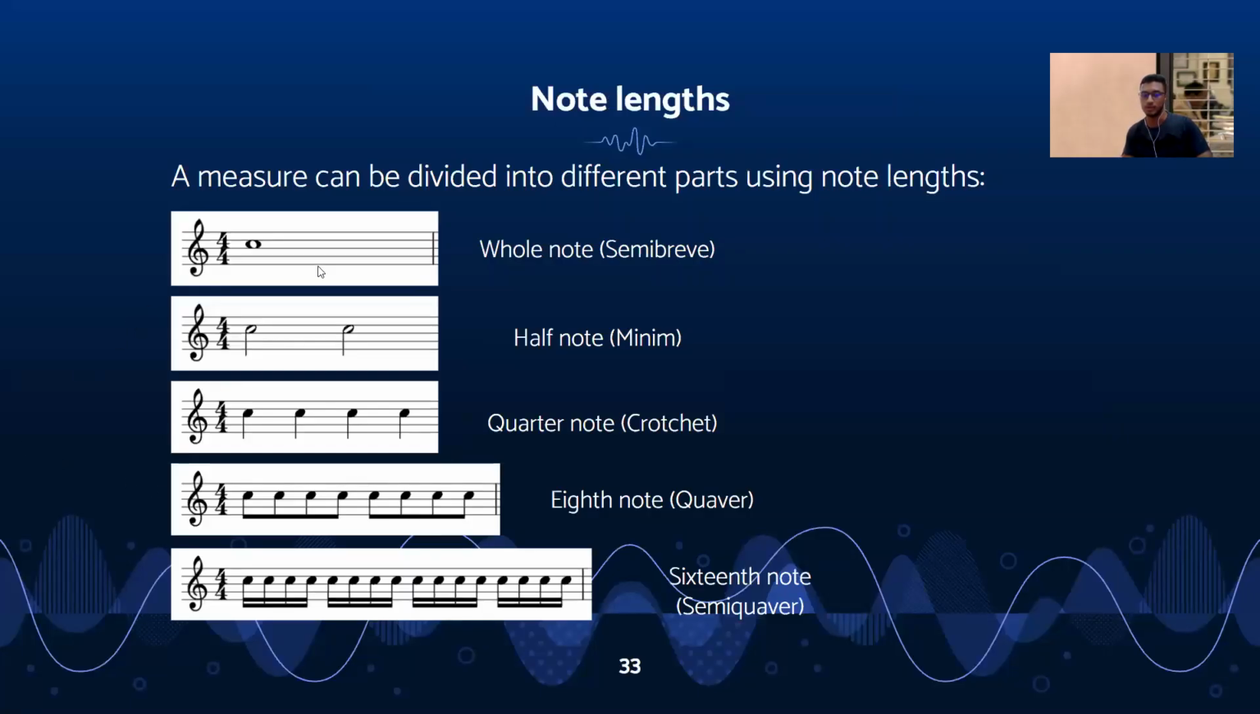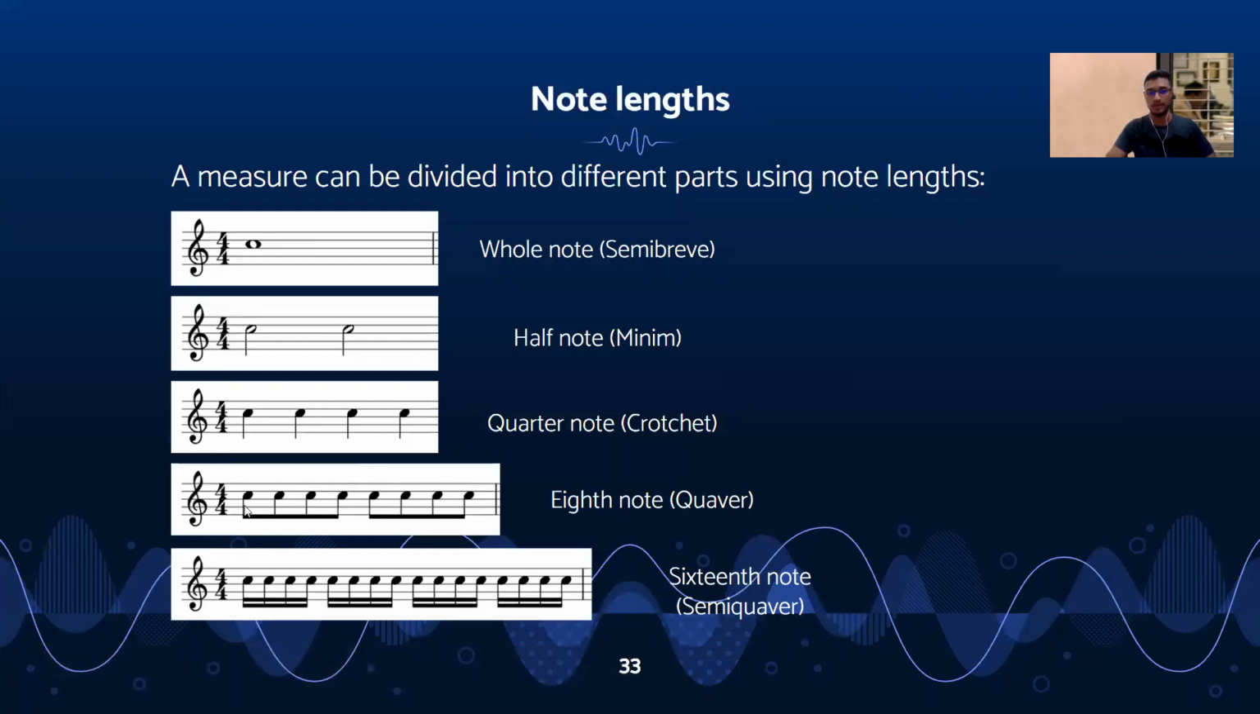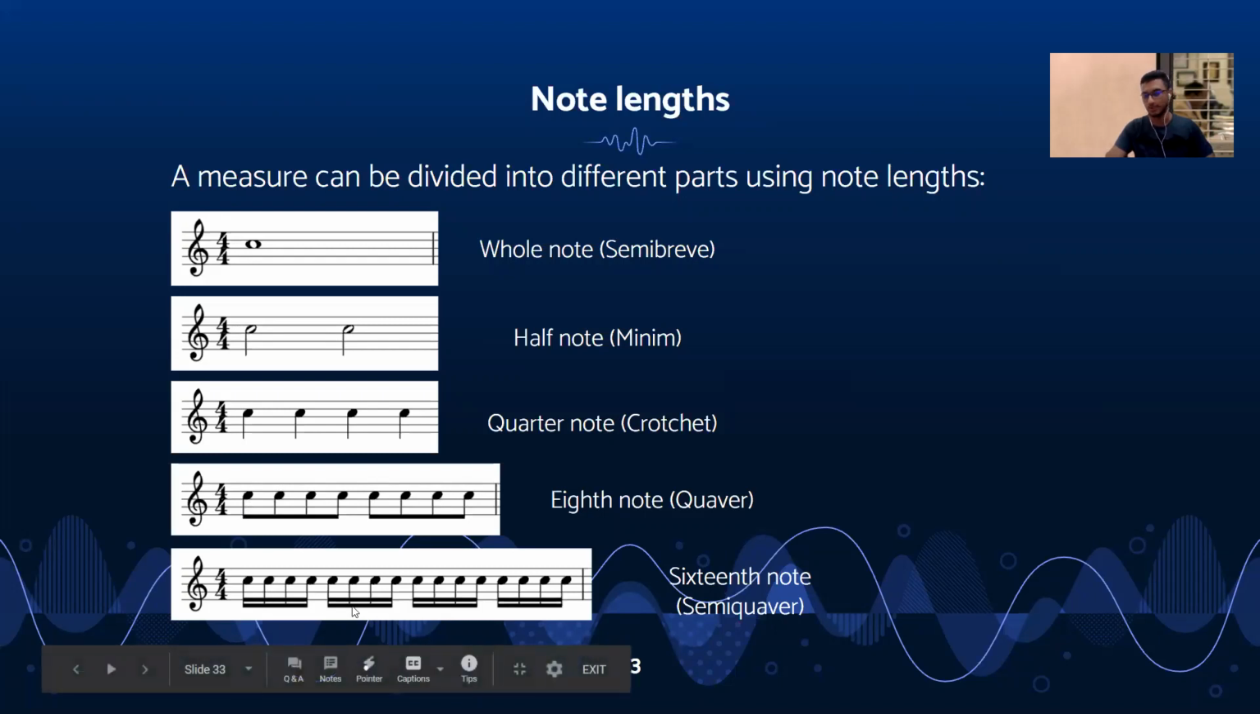A whole note counts for 4 quarter notes, or crotchets. A half note, a minim, is 2 quarter notes. A quarter note is 2 eighth notes, and an eighth note is 2 16th notes. Just math.